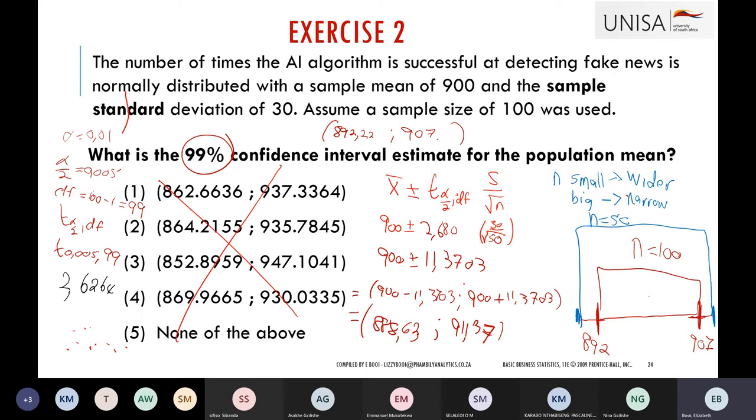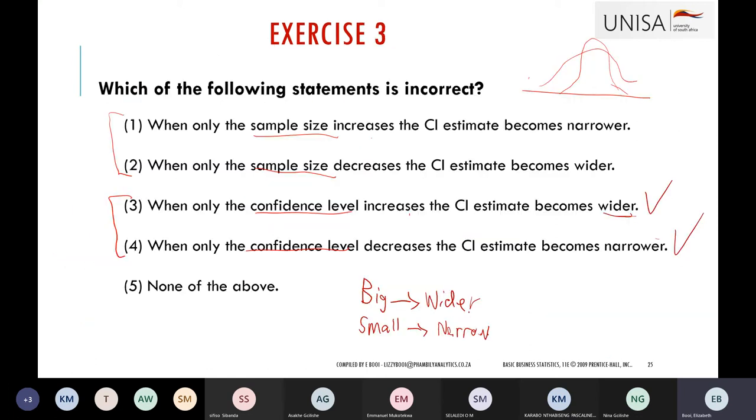So let's go to our question. Small, wider, big, narrow. So it's the opposite of what we had. This is for confidence level. For n, when it's big, it's narrow. When it's small, it's wider. Only when the sample size increases, so when it becomes bigger, it narrows. That is correct. And when it decreases, when it's smaller, it becomes wider, which is also correct. So it means this and this and this and this are correct.